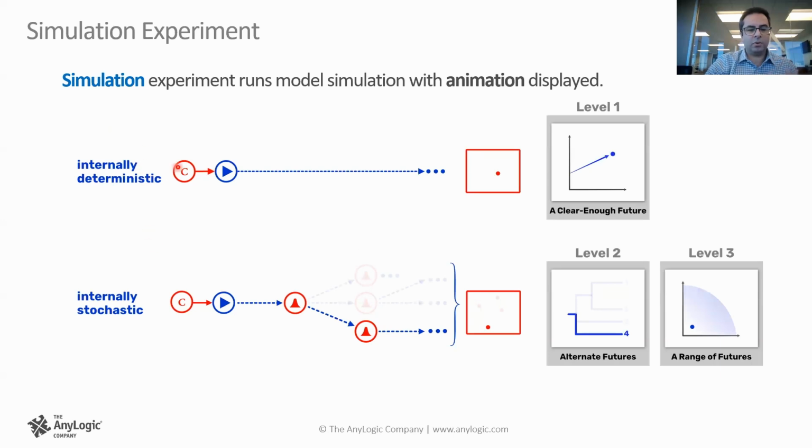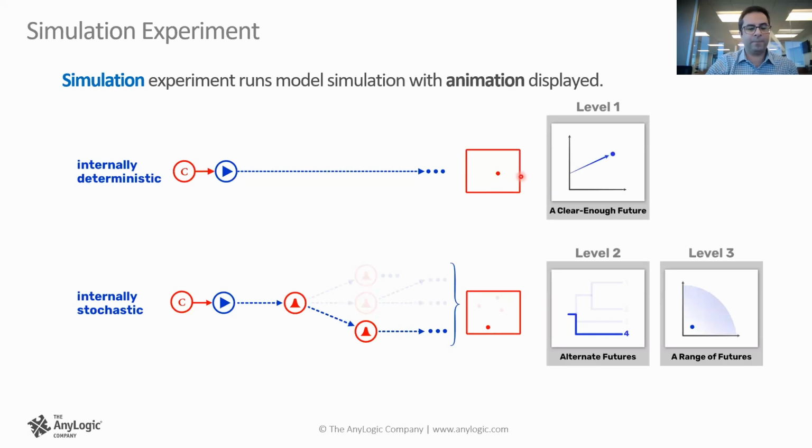So I showed 2 categories of models. Let's say we have an internally deterministic model. If we run it with a constant input, we basically run the simulation, you get to one outcome, and this is pretty much in line with what we discussed at level 1 of uncertainty when we have a clear enough future. So it's just a point or end state that will be always the same as we run this simulation over and over again.